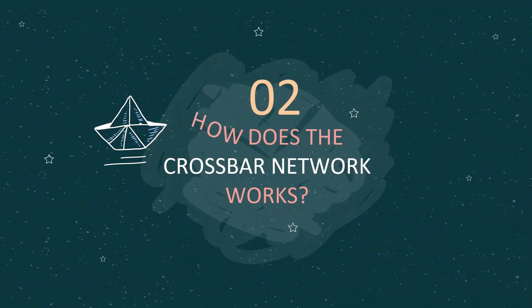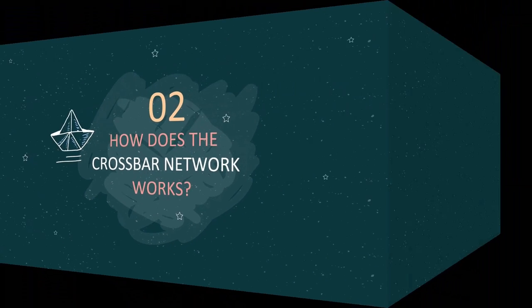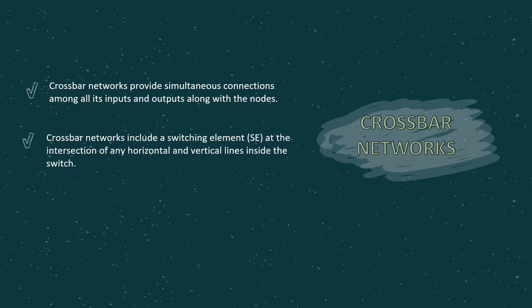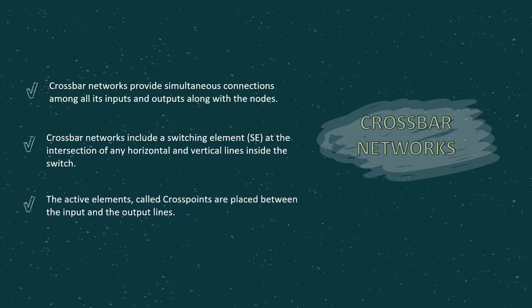Next, how does the crossbar network work? Crossbar network provides simultaneous connection among all its input and output along with the node. Crossbar network includes a switching element, SE, at the intersection of any horizontal and vertical line inside the switch. They achieve full access and non-blocking capability with the crossbar switch and command control equipment used in the crossbar exchange. The active element called crosspoint are placed between the input and the output line.